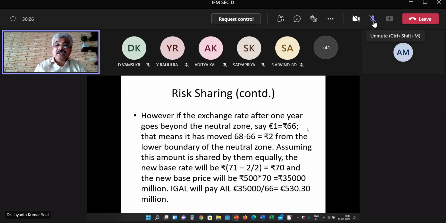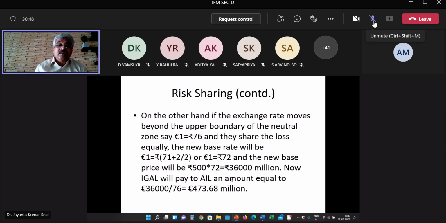Exchange rate is this, deviating by 2 rupees from the lower boundary. So there is a profit. Assuming profit is shared by them equally, 71 minus 2 by 2, 70. So this is the new base rate. 500 into 70 is the new base price. How much will Indigo pay? 35,000 by 66, 530.30.